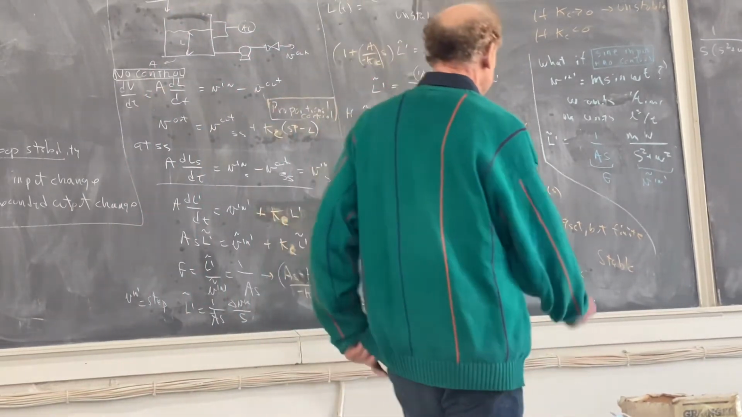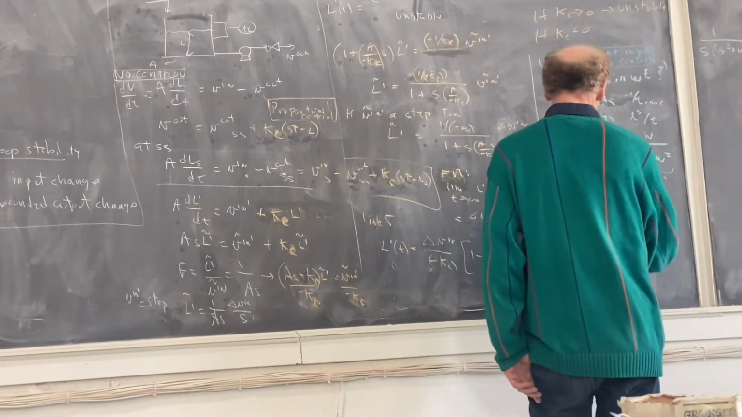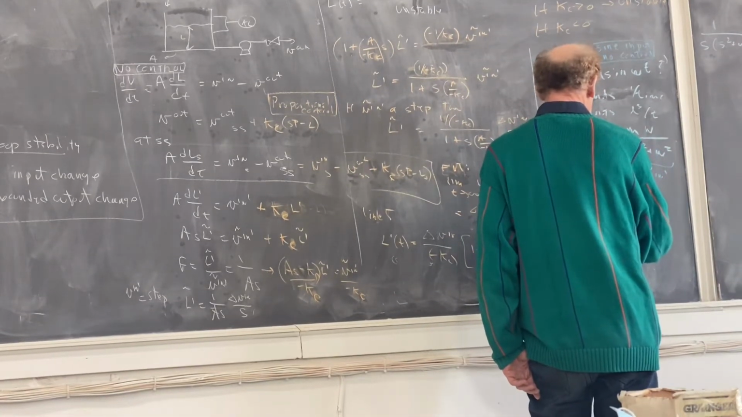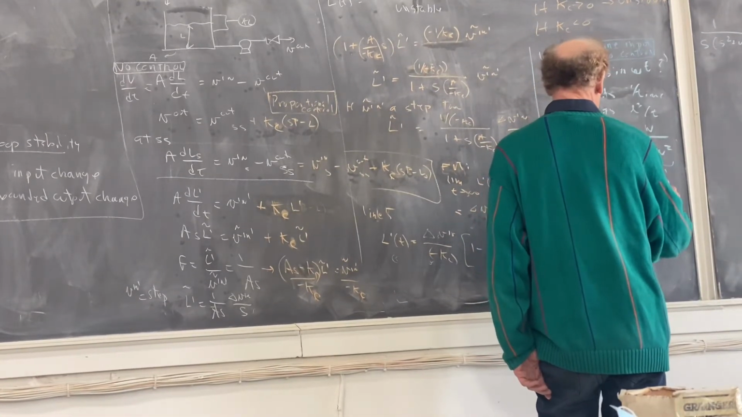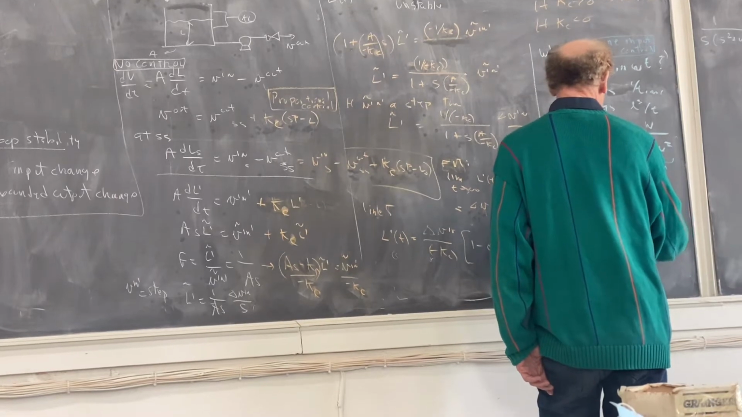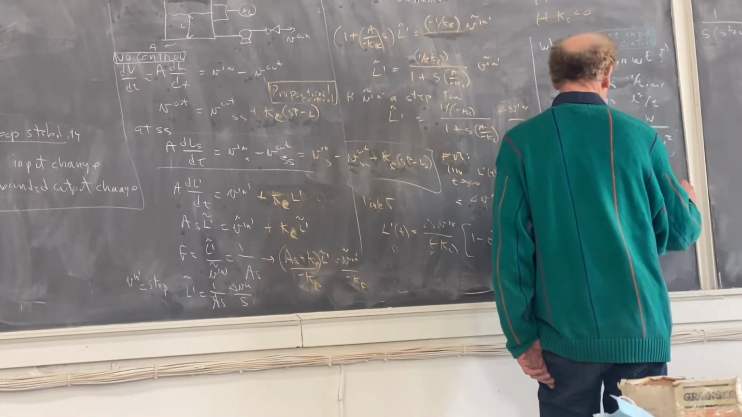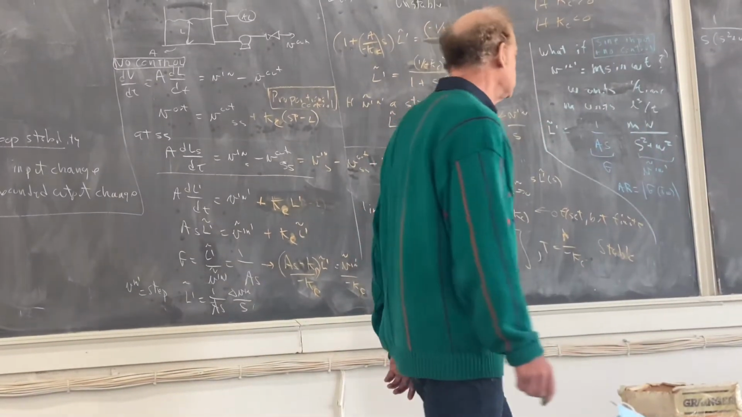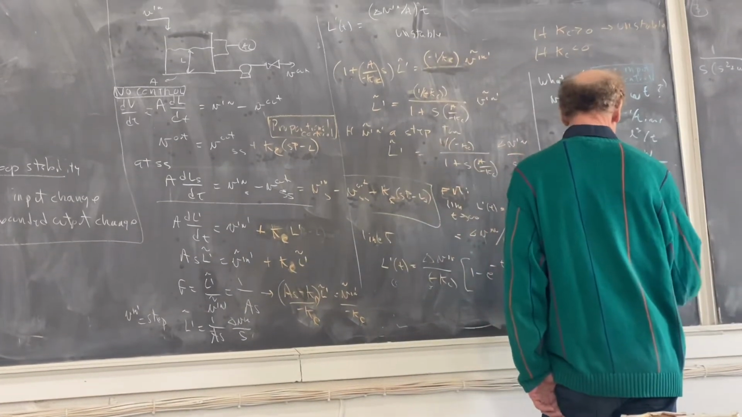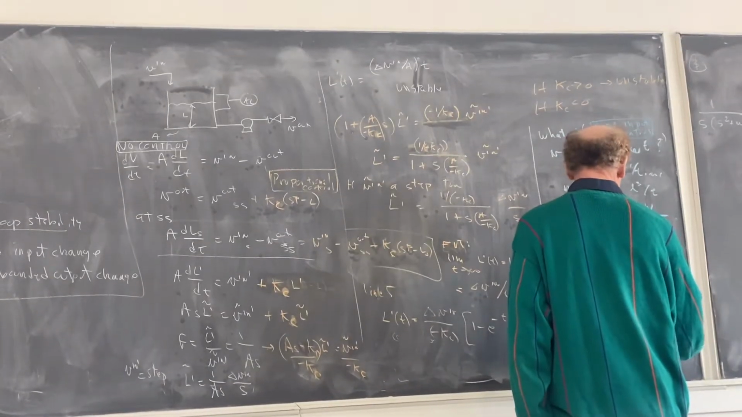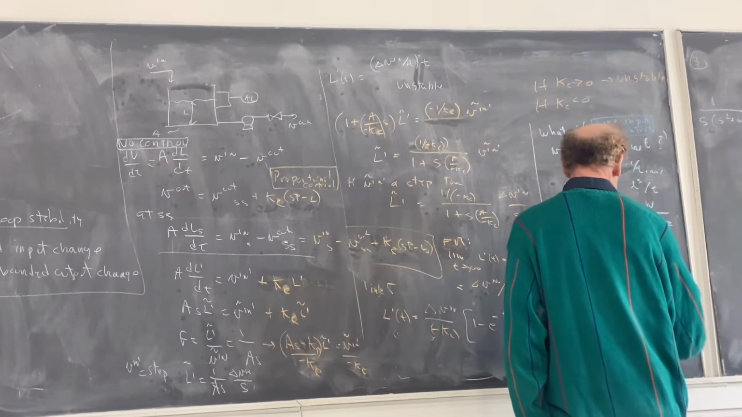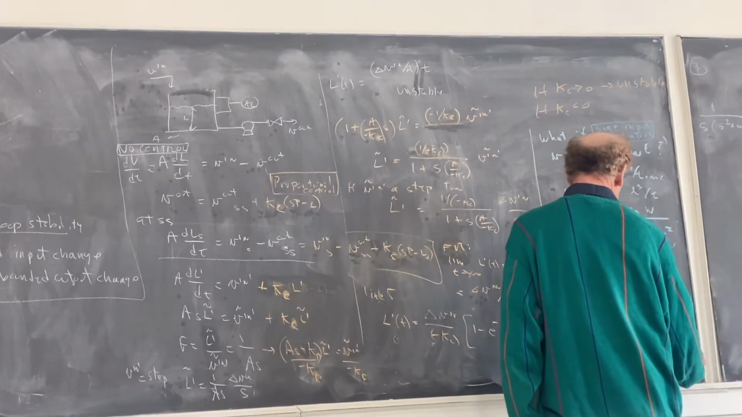We know, for example, that the amplitude ratio is the magnitude of g of I omega. So let's see what that is. That's just equal to 1 over a I omega magnitude, which is just 1 over a omega.